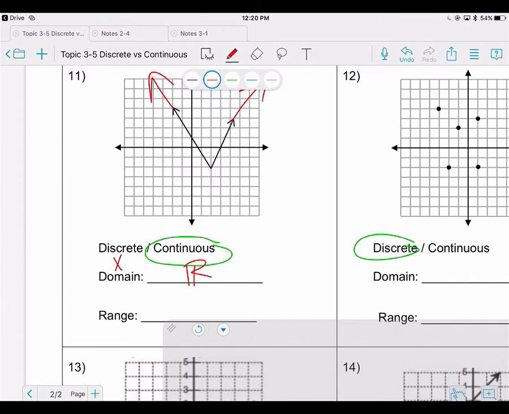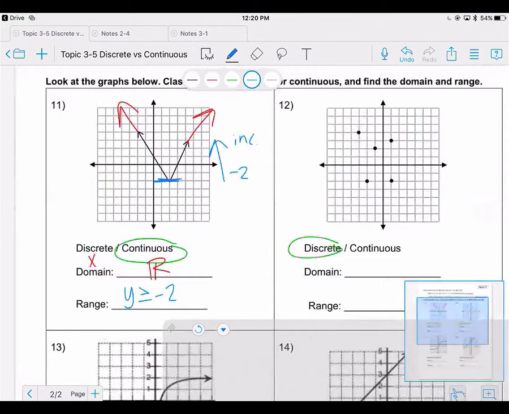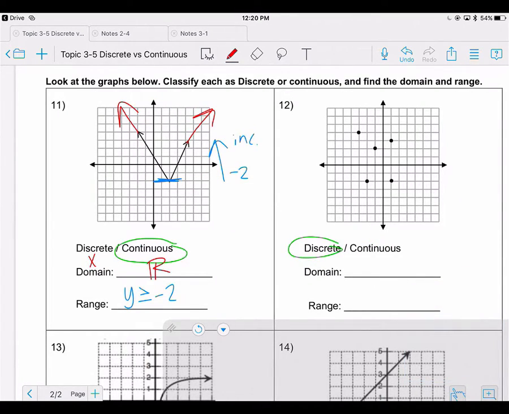The range for this is my y's. So remember, with y's, we go bottom to top. This one, the bottom is -2, and then it is increasing from there. So we have y greater than or equal to -2. So for 11, we have a continuous graph. My domain would be all reals. My range would be y's are greater than or equal to -2.